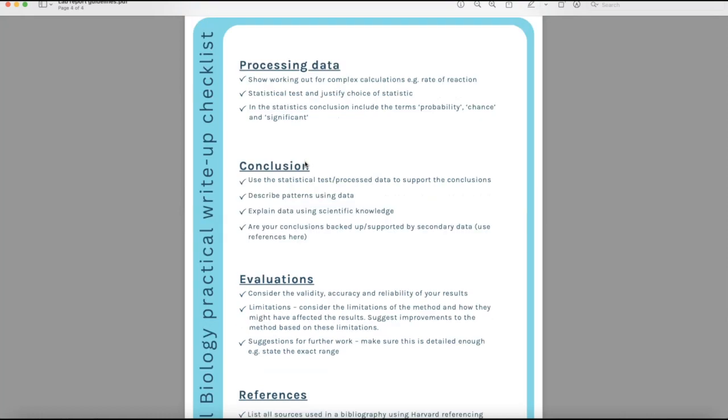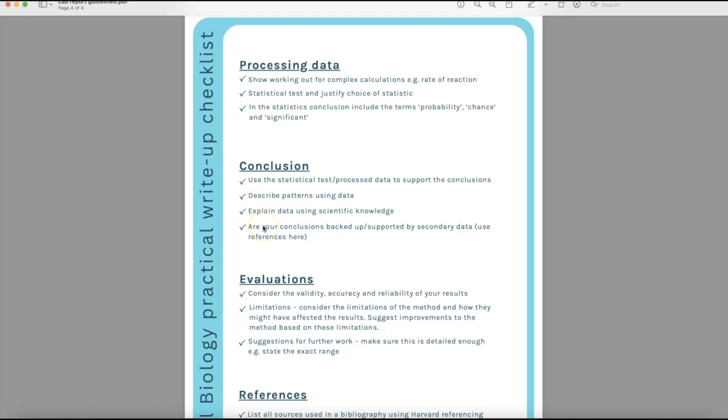So processing of data, this basically means any maths you might have to do to better analyze and understand your results. That could just be simple processing, such as calculating a mean, or if it's a reaction, it might be calculating rates of reactions. You should, where possible, be doing a statistic, and that would either be your chi-squared, Spearman's rank, or student t-test. And then when you come to your conclusion with your statistical data, make sure your statistical conclusion includes the terms probability, chance, and whether or not you have a significant correlation or difference.